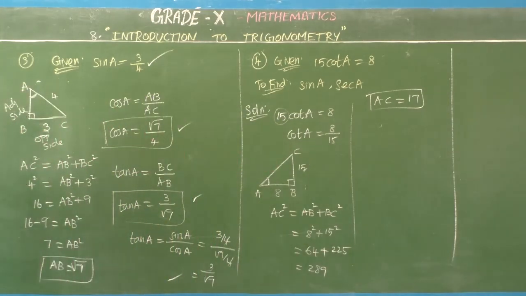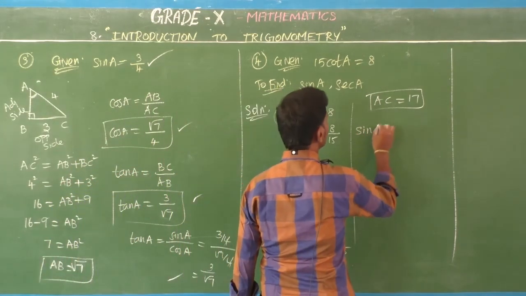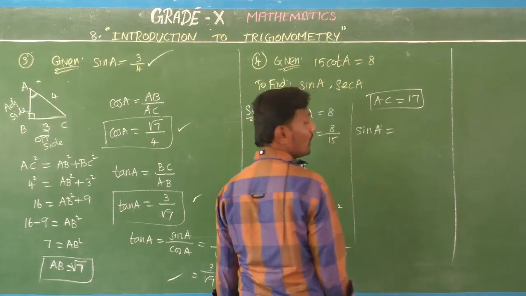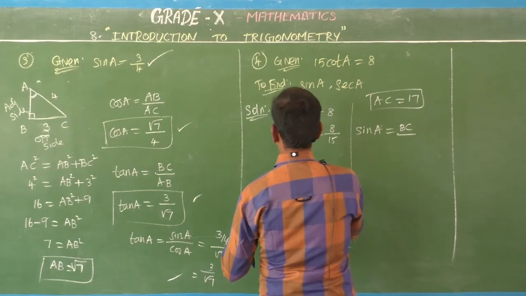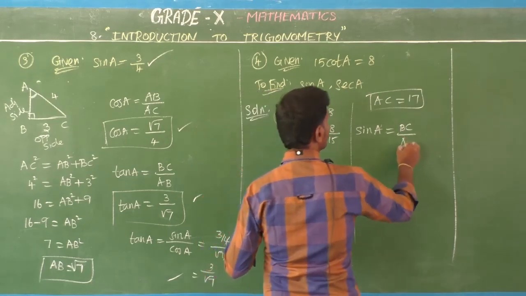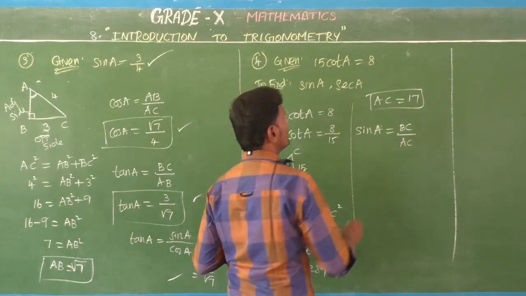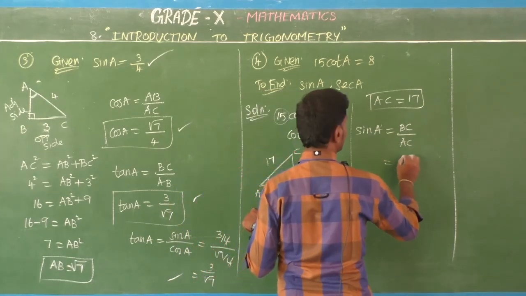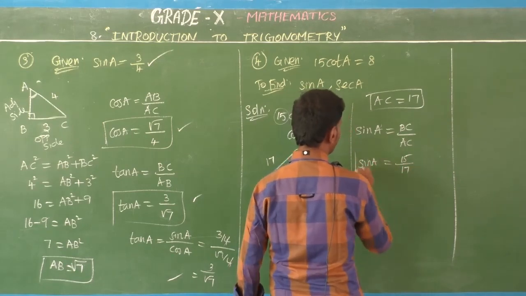So finally you find all the sides of the triangle. Now what are they asking? Sin A and secant A only. So sin A is equal to the opposite side BC divided by hypotenuse AC. Now you have found the hypotenuse is 17. So BC by AC means 15 by 17 is the value of sin A.